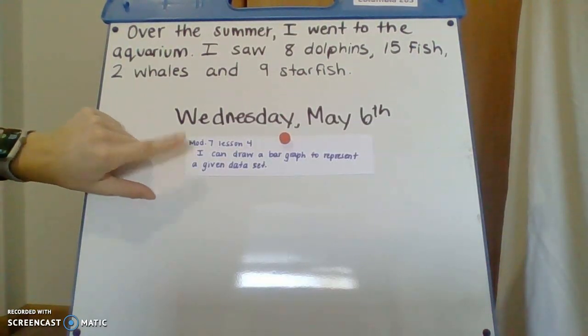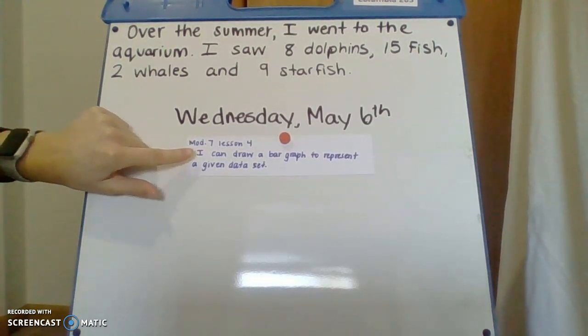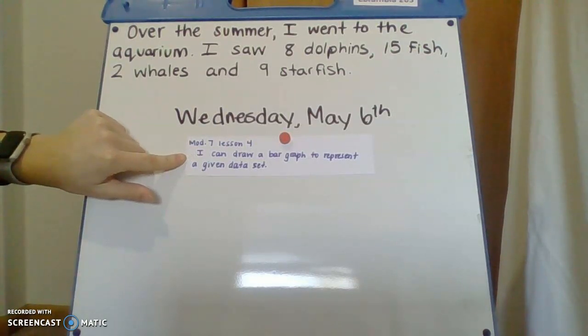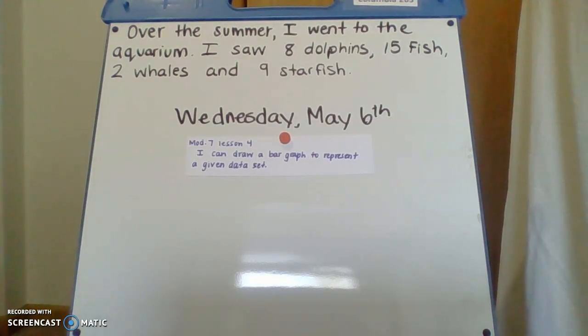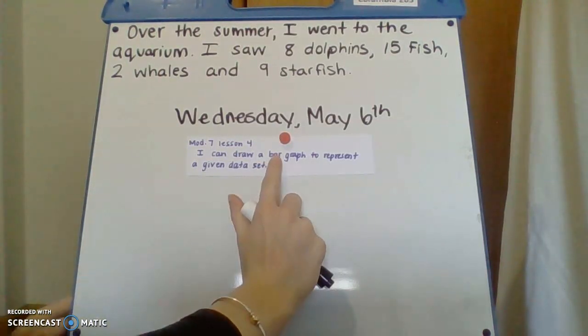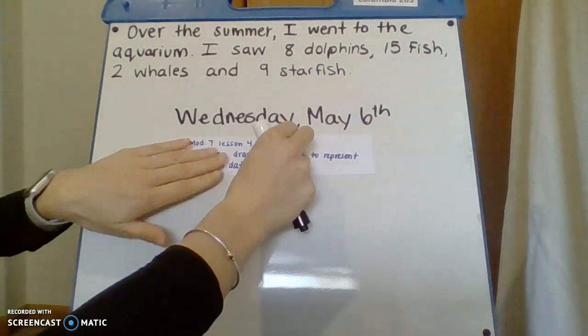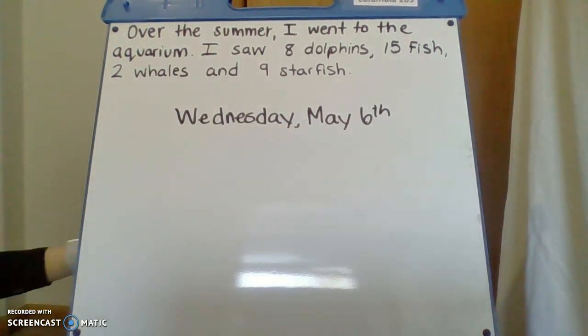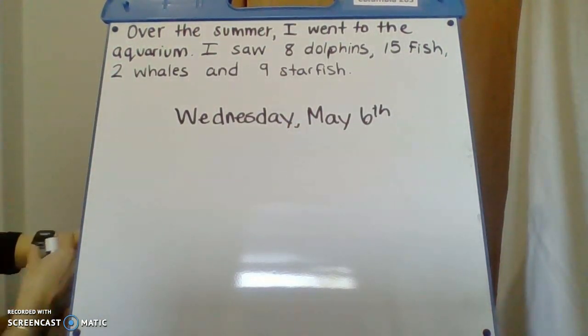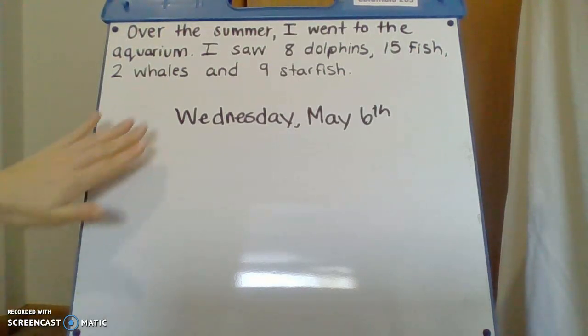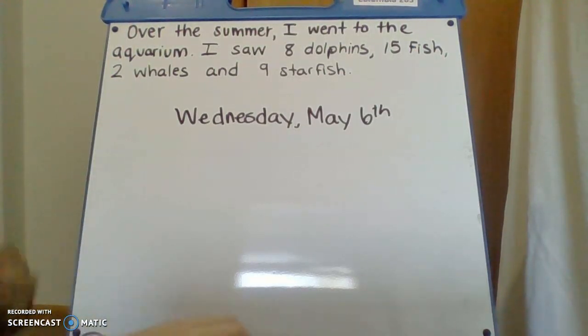You are on module 7, lesson 4. Your learning target is I can draw a bar graph to represent a given data set. So what's different about this is this keyword, bar graph. Yesterday, if you remember, we did picture graphs. And today we are doing bar graphs, which is a little different.